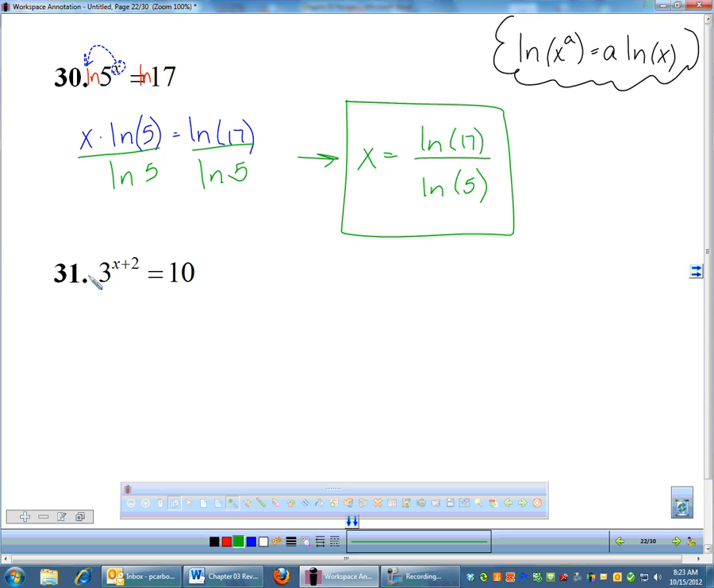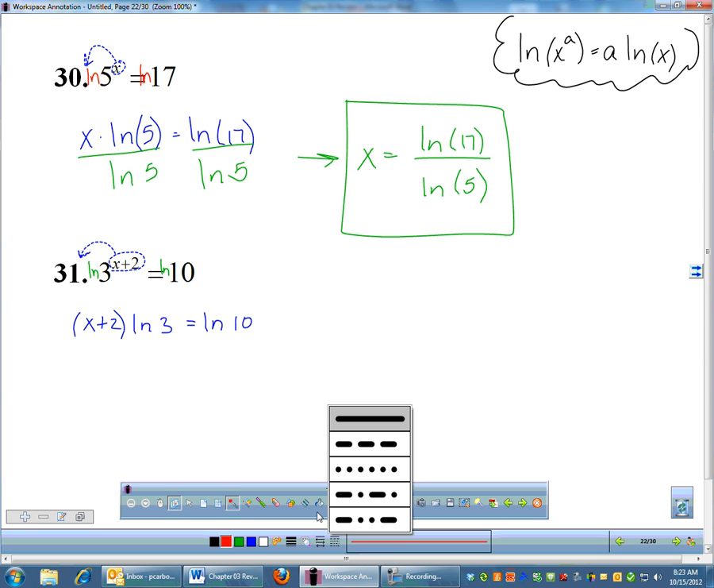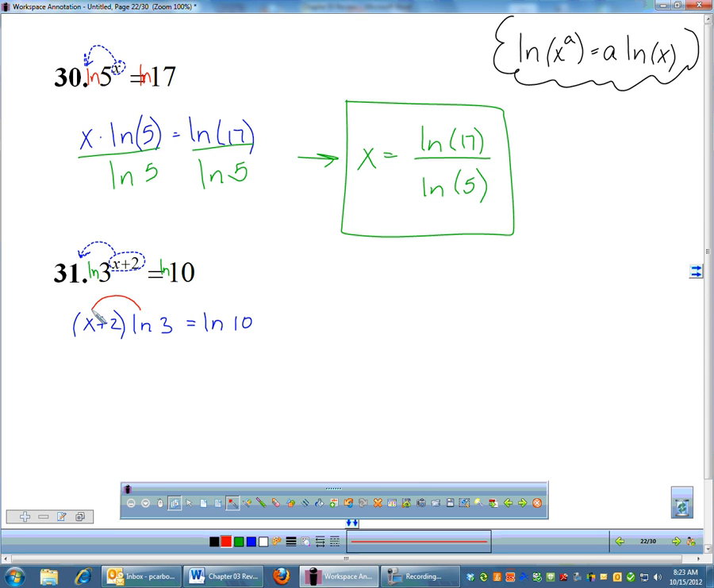3 and 10 do not have a common base, so I'm going to take the natural log of both sides of the equation. That allows me to pull this exponent of x plus 2 down to the front. And watch your parentheses, because it is all of x plus 2 times the natural log of 3 is equal to the natural log of 10. And then we actually do need to distribute. The ln 3 will multiply through this equation. We have x times ln 3 and 2 times ln 3.